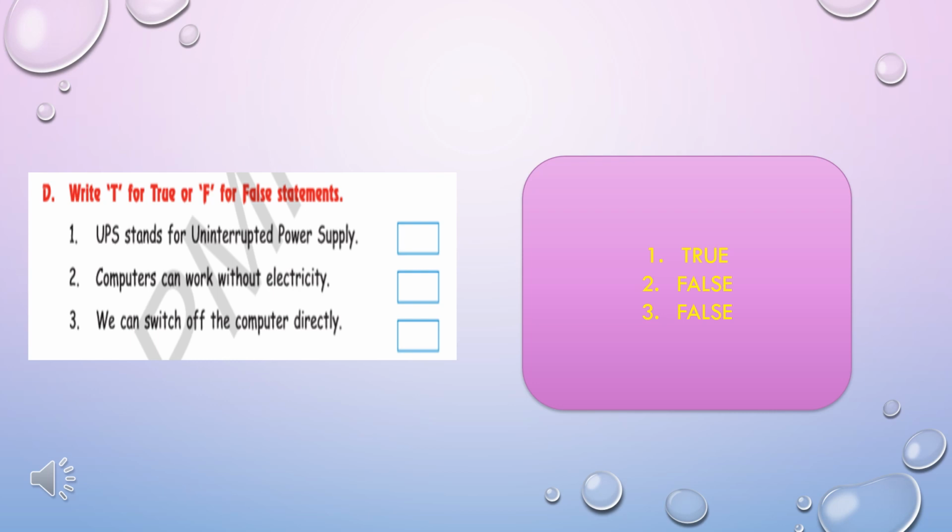Write T for true or F for false statements. Children, we will write the complete word. UPS stands for uninterrupted power supply. True. Computers can work without electricity. False. We can switch off the computer directly. False.